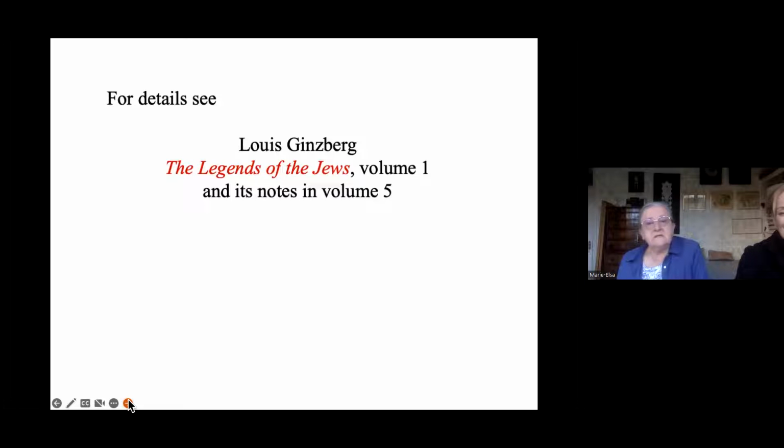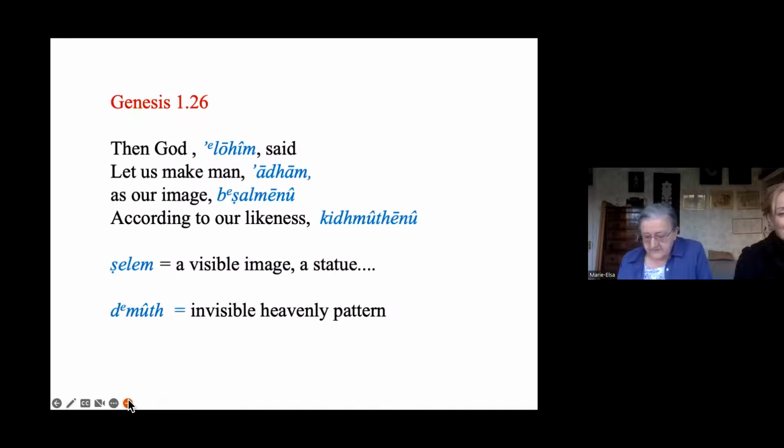Now, if you want to see details of all this, the easiest place to access it in English is to go to Louis Ginzberg's wonderful 6-volume work, The Legends of the Jews, and you'll find all the Adam and Temple material in volume 1. And then the footnotes are so numerous that they have a separate volume, and you'll need to look for those in volume 5. So if you want to pursue this fascinating introduction to the world of the temple, then this is where you want to go. Right, look at the next one.